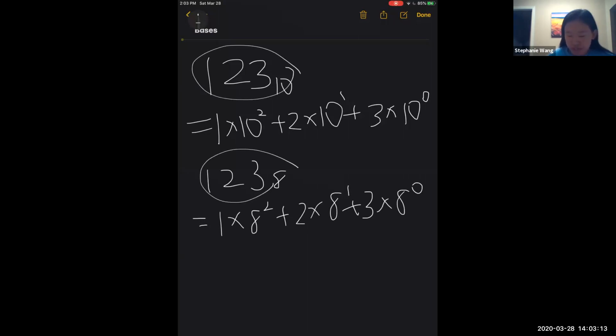Something important to know about bases is that any of the digits, for example 1, 2, and 3, in a number has to be less than the base itself. Because if a digit is equal to or greater than the base, it can just regroup to the next place.